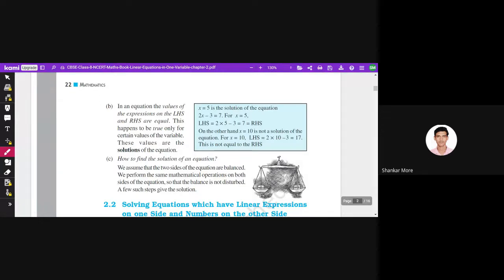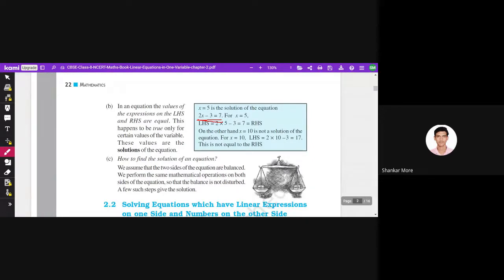Okay, so now let me just take an example of this equation itself: 2x minus 3 is equals to 7. So this is an equation and it is in one variable and the variable is x, right? So there must be a value of x which equalizes both sides. इसका मतलब क्या हुआ कि x की ऐसी कोई ना कोई वैल्यू होगी जो कि दोनों साइड्स को इक्वल करेगी, right? So that value of x is going to be called the solution of that equation.